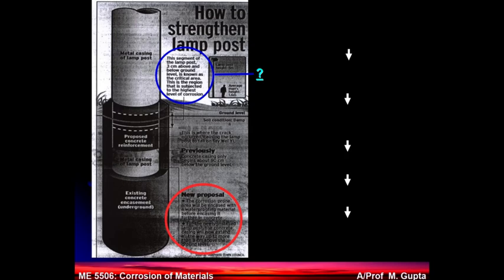So what type of corrosion do you think would have happened there? Straits Times, section A, today's newspaper. Think about it.